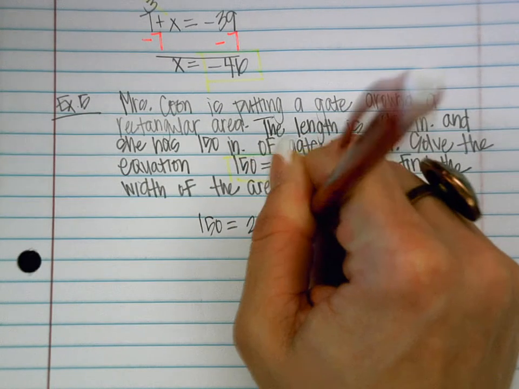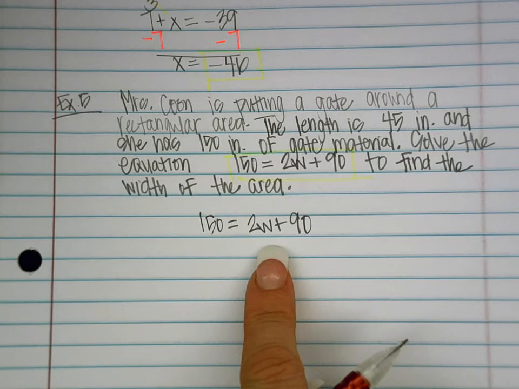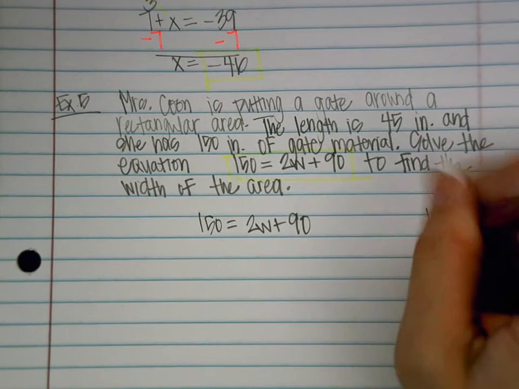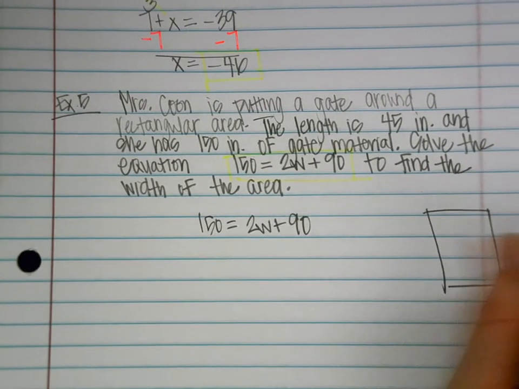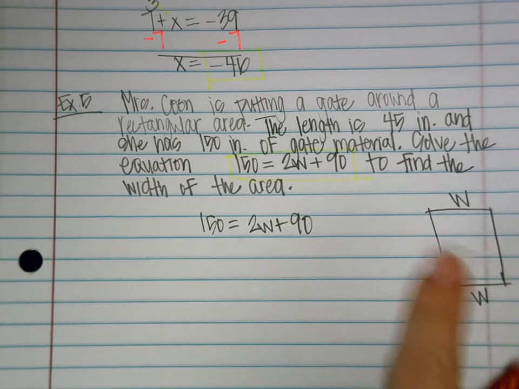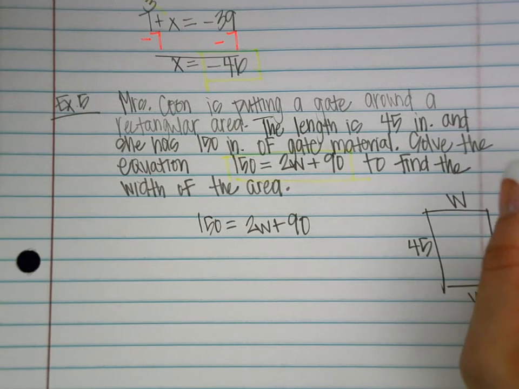How did they come up with this equation? Do you have any idea? Ollie? There are 2 widths and 2 lengths. Because there's 2 widths and 2 lengths. So if I was to draw this, this is width, and I know that the length of each side is 45, right? How do you find perimeter of something?